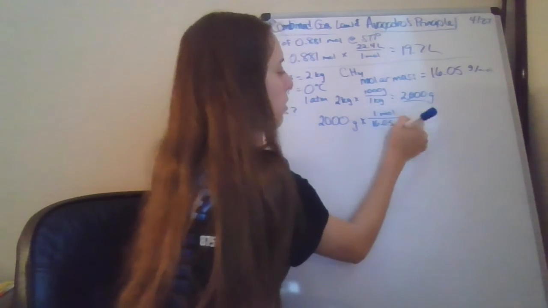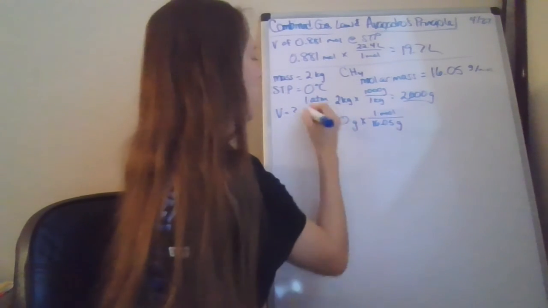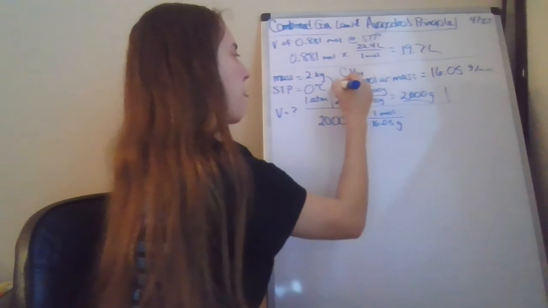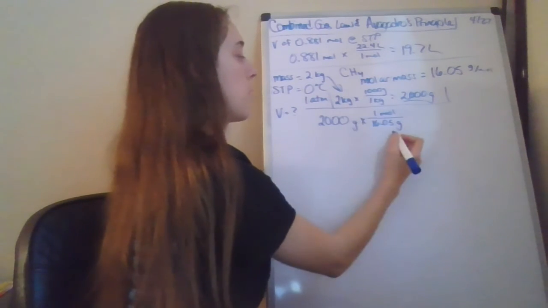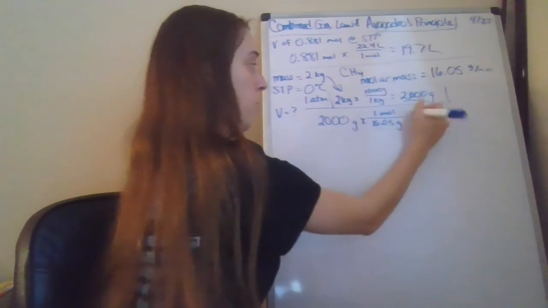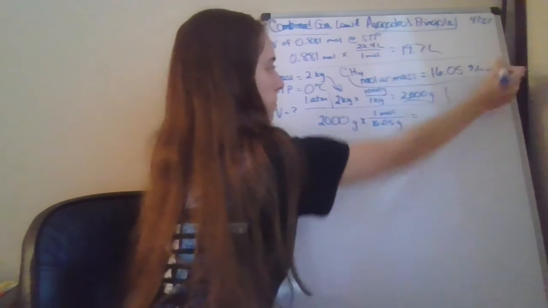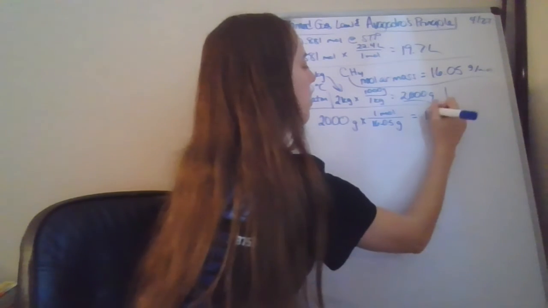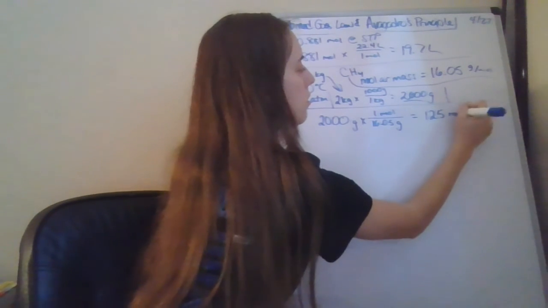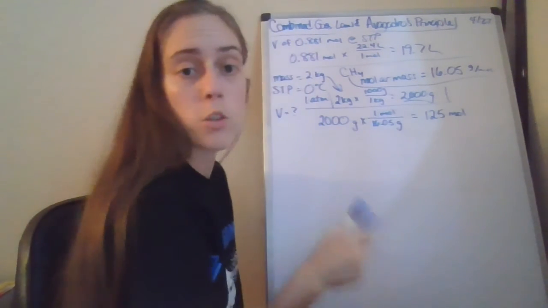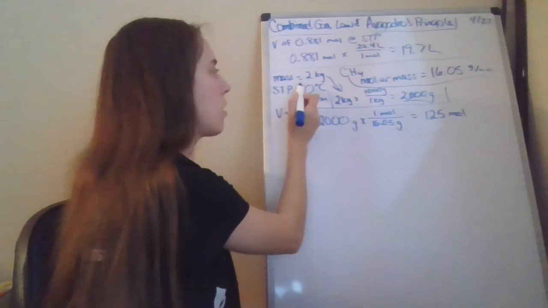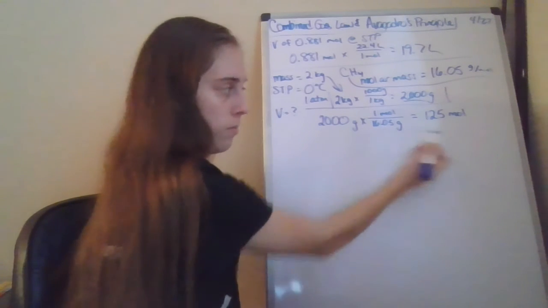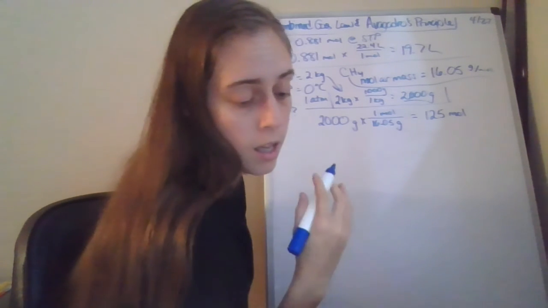16.05 grams, right? So this was our first conversion factor. We first converted from kilograms to grams. Now we're going from grams to moles: 1 mole over the molar mass, which we found up here. So 2,000 divided by 16.05 is going to be about 125 moles. So we have 125 moles of gas. We were given 2 kilograms. We took our kilograms to grams. We took our grams to moles. Now we have 125 moles.